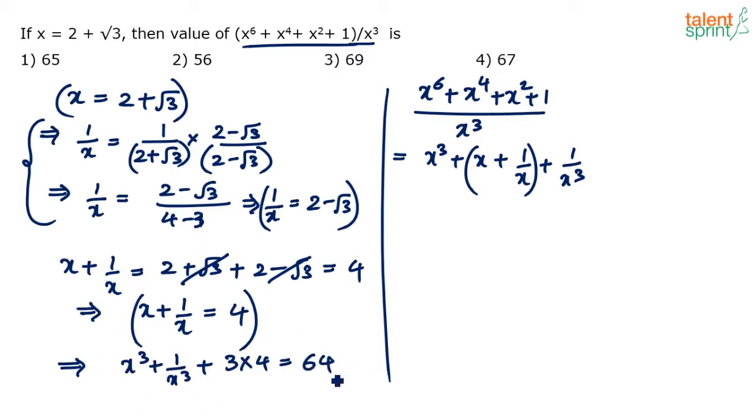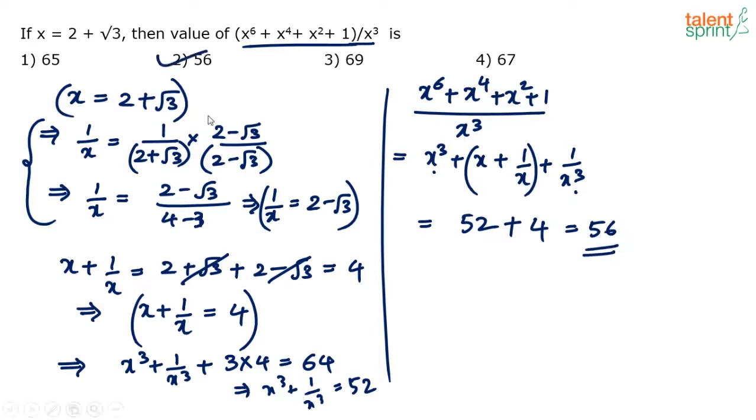We have discussed in detail in our algebra videos how to simplify this. So x cube plus 1 by x cube will be 64 minus 3 into 4, 12, which is 52, right? So x cube plus 1 by x cube equals 64 minus 12, 52. That's it. So we want x cube plus 1 by x cube, which is equal to 52, and x plus 1 by x, which is equal to 4. So 52 plus 4, 56 is your answer.